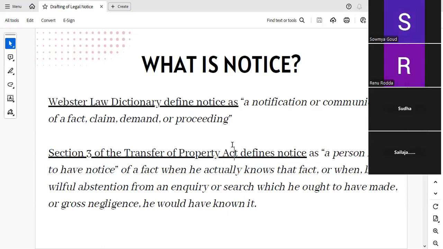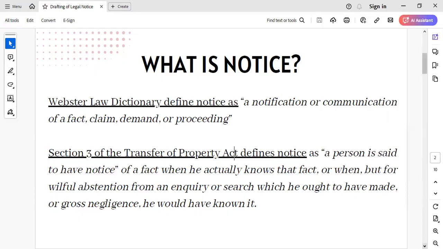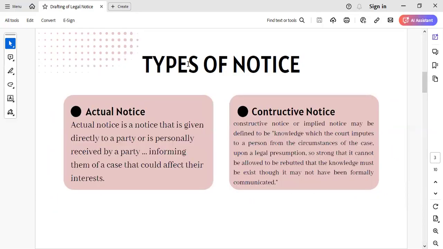Okay, so this was the basic general meaning and the statutory definition of notice, right? Next. Now, what are the types of notices? What are the types of notices? Can anybody read?